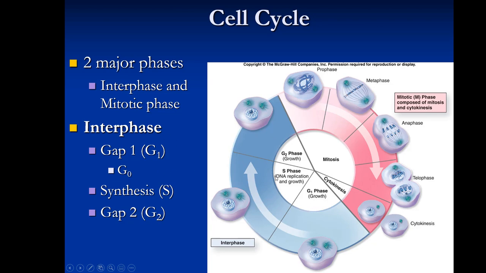Now, in cells that divide after the G2 phase, we'll go into the mitotic phase. In cells that don't divide, they're basically locked into this phase. And we say they're in a G0 phase. So G0 is the phase that cells are in that do not divide.